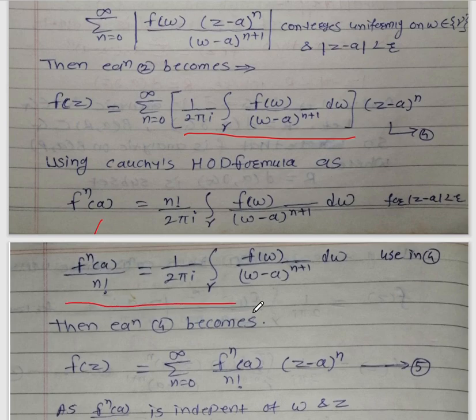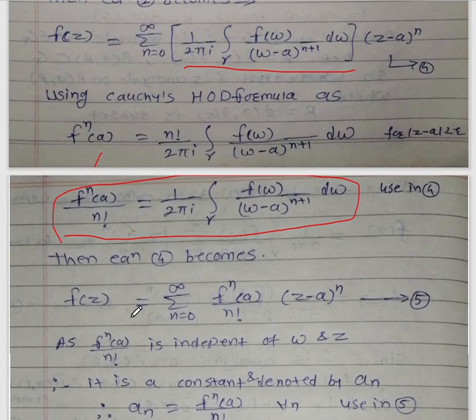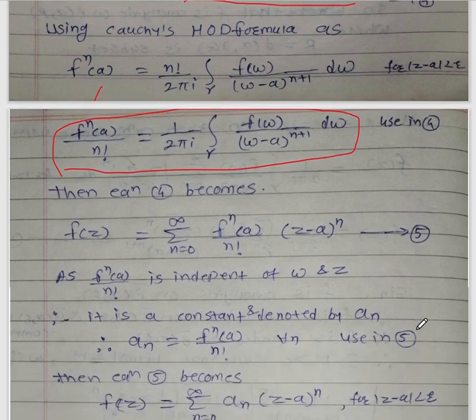So by using this formula in our equation, we get equation number 4: f of z equals summation n equals 0 to infinity f n of a upon n factorial (z minus a) to the power n, equation number 5. Here, this term f n of a upon n factorial is independent of w and z. So this is a constant term and it is generated by the term a n. Therefore a n equals f n of a upon n factorial for every n.